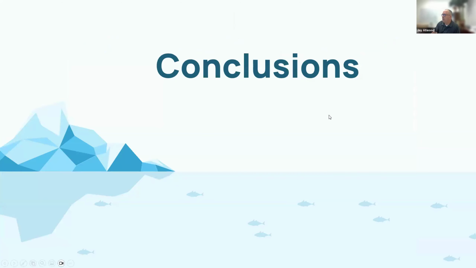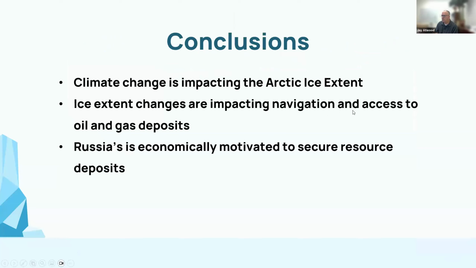Some of the conclusions I have based on my research is that climate change is definitely impacting the Arctic ice extent, as seen with this data and maps. The ice extent changes are impacting navigation and access to oil and gas reserves. As the ice extent shrinks, it's going to be easier to get to potential oil and gas deposits, which are desperately needed for Russia's economy.